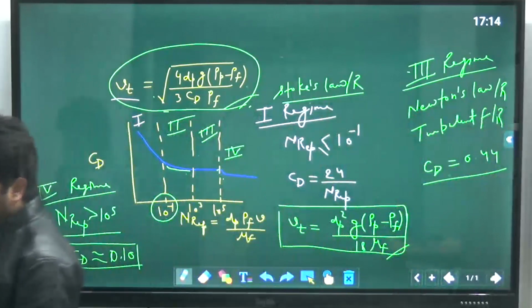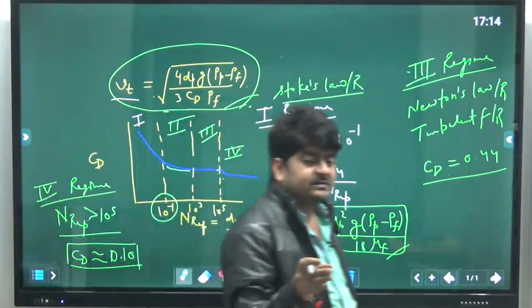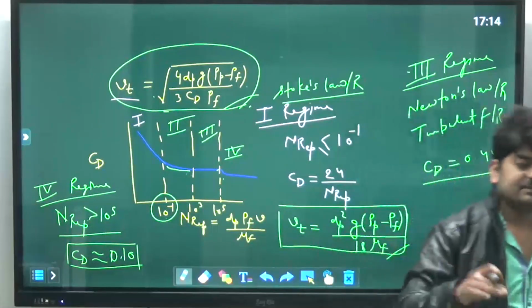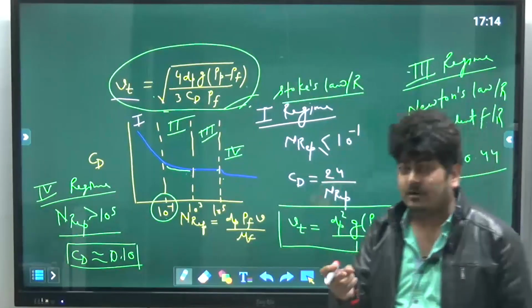One more thing: sometimes in the question it is not mentioned which regime is there. Sometimes it is mentioned, but when it is not mentioned, you have to calculate the particle Reynolds number.